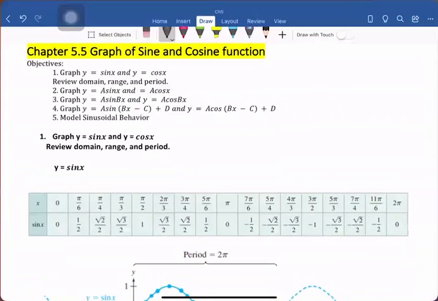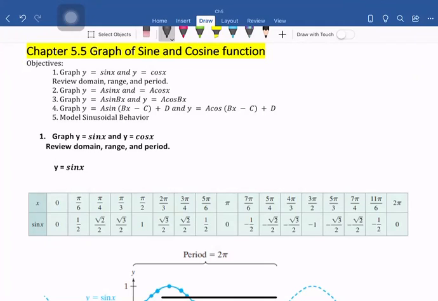In this lecture, we will learn chapter 5.5, Graph of Sine and Cosine Function. In the previous lecture, we have learned the unit circle. The unit circle is just a tool to help us find the trig functions. But the unit circle is not the graph of sine, cosine, or tangent, cotangent.